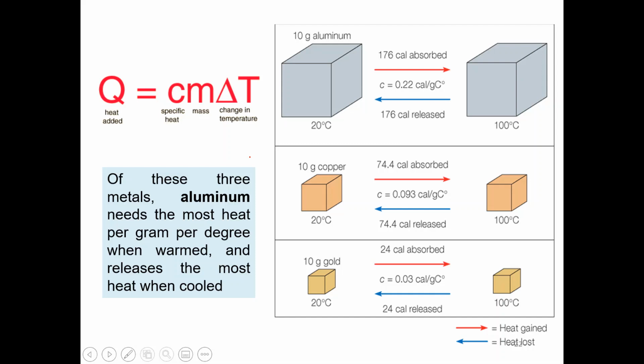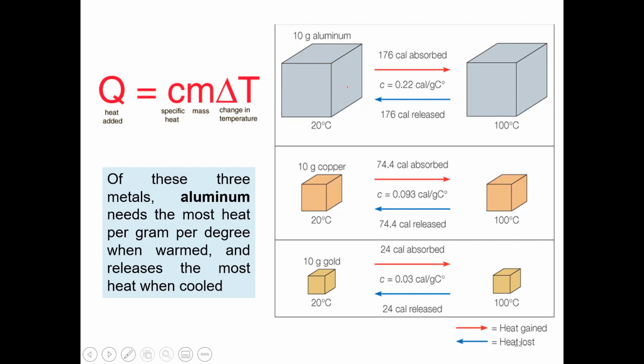In this slide, what we want to show is we want to understand what is the concept of specific heat. Then we have 3 different materials. We had the same mass, 10 grams of aluminum, 10 grams of copper, and 10 grams of gold.